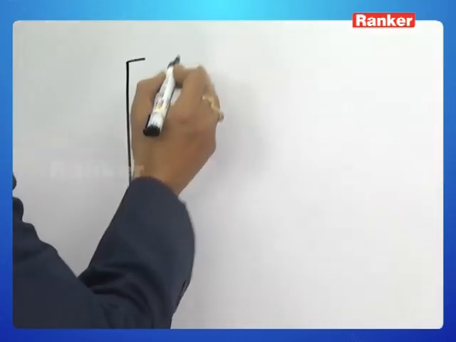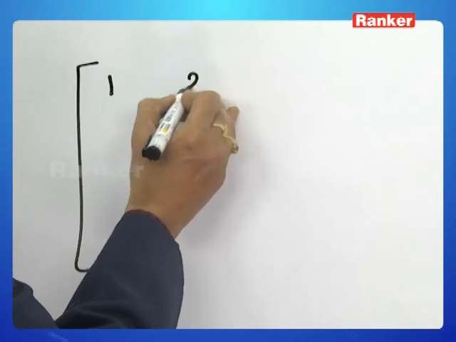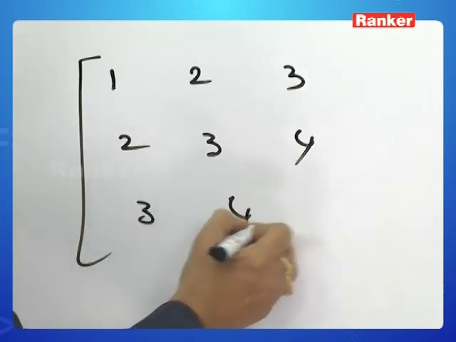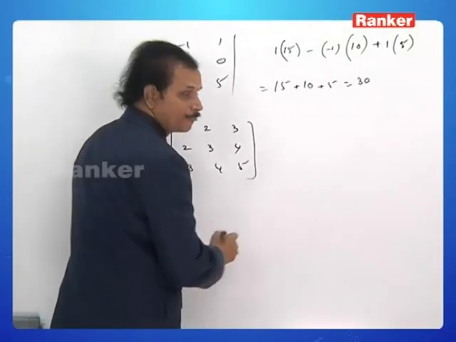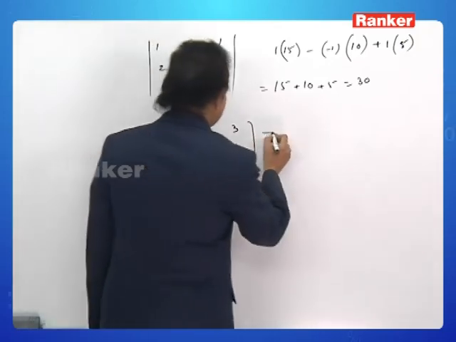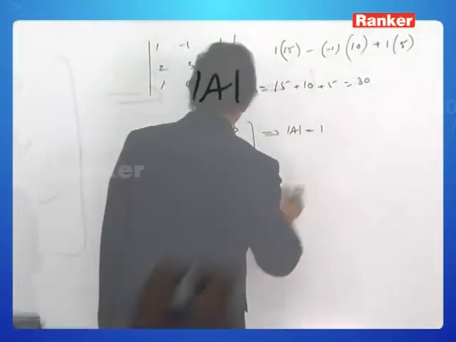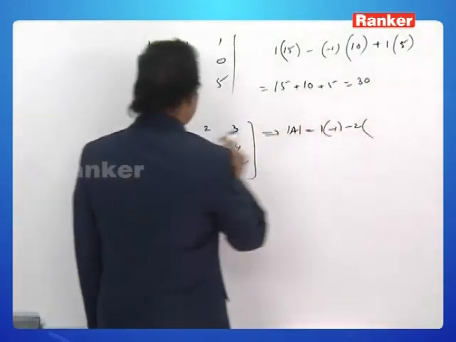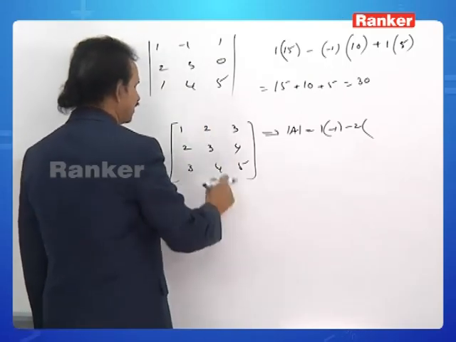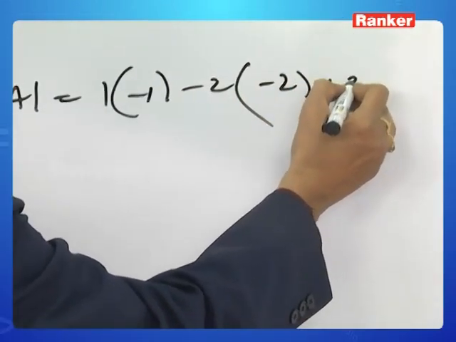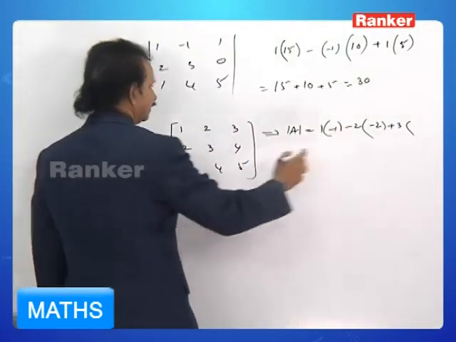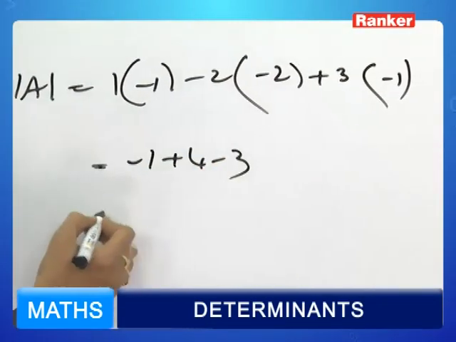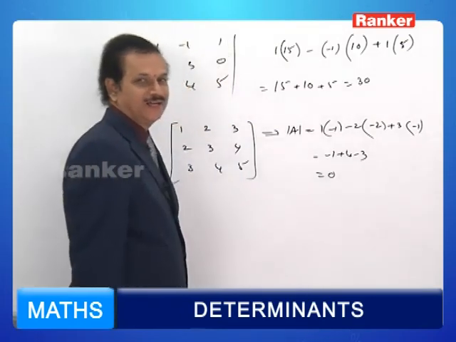One more thing. 1, 2, 3; 2, 3, 4; 3, 4, 5. What is the determinant? This is A. That A is equal to, come on, tell me. 1 into (15 minus 16), minus 2 into (10 minus 12), plus 3 into (8 minus 9). That is minus 1 plus 4 minus 3. What is it becoming? That is 0.